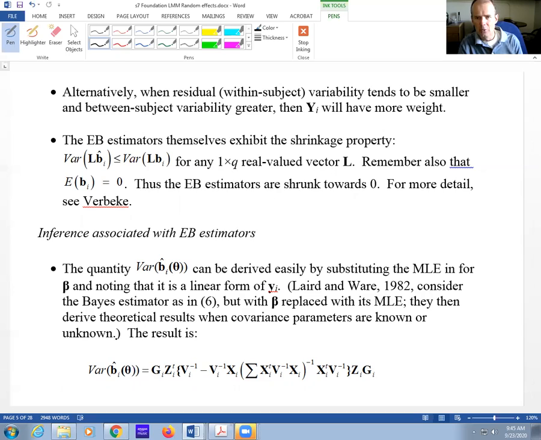To do inference, what else do you need? You typically need the variance of those estimators. One of the wrinkles, though: here's the variance of the b hats. So these are the variance of the random effects, and we have the formula for that.